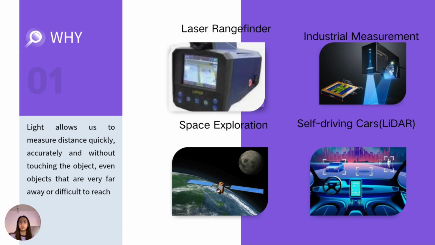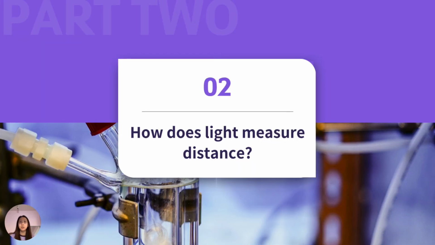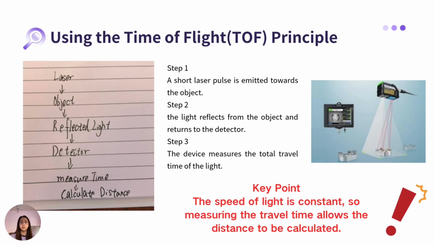Let's move on to the next part. How does light measure distance? First we look at a method called TOF, which is time of flight. The name sounds difficult, but actually it is simple. The detector only needs to answer one question: how long did the light travel? Once we know the answer, we can calculate the distance.